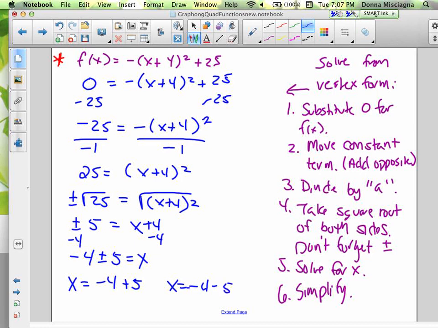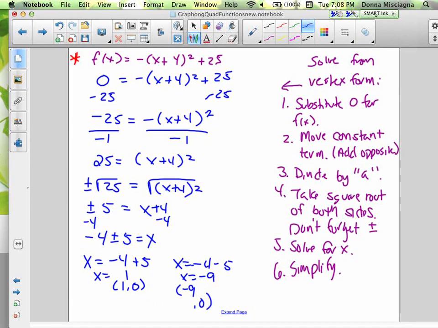So negative 4 plus 5, that's going to be 1. So 1 is a solution. That means (1, 0) is an x-intercept. And negative 4 minus 5, that's just going to be negative 9. And so if negative 9 is a solution, that means that (negative 9, 0) is an x-intercept. Oops. And if I hit extend the page, my 0 ends up in the wrong spot.